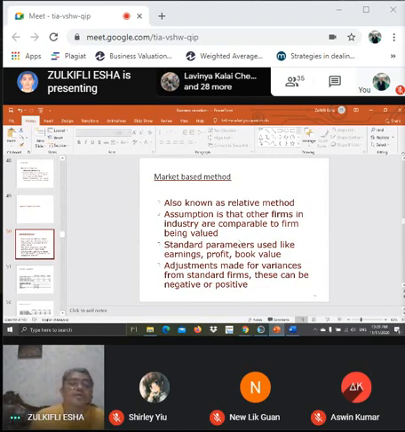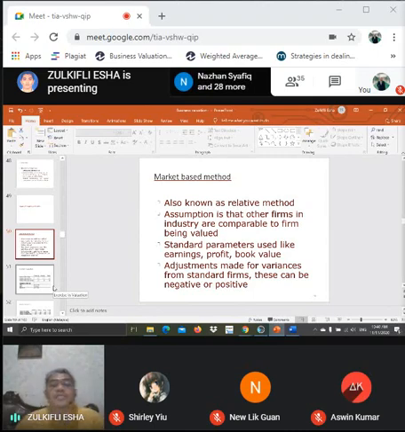It is quite a simple method, but as far as business valuation is concerned, it is quite challenging to find a company which has similar characteristics to the company that you are going to value. That is the most challenging part, trying to find a similar company which has similar characteristics with the company that you are going to value.